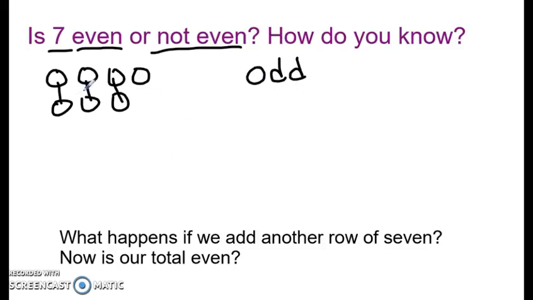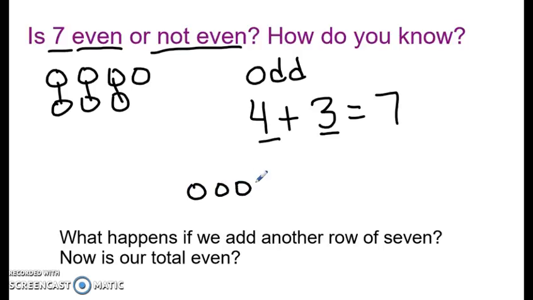I can also see, does 7 have a doubles fact? Well, 7 does not, because in order to get 7, I need to add 4 plus 3. My addends are not the same, so it is not a doubles fact. Let's take a look. What happens if we draw 7 and then add another row of 7?